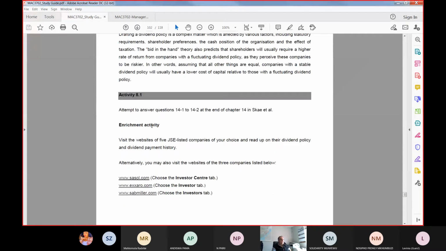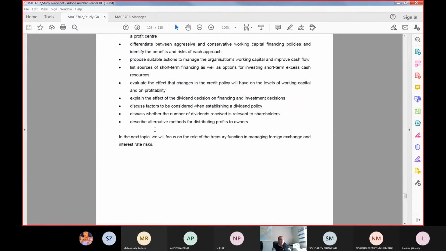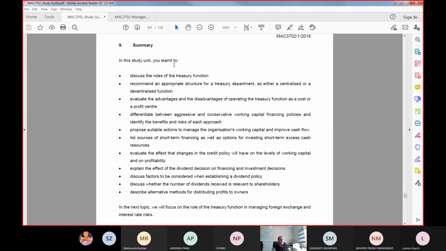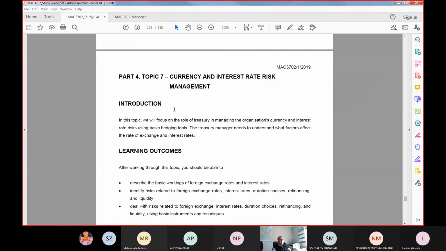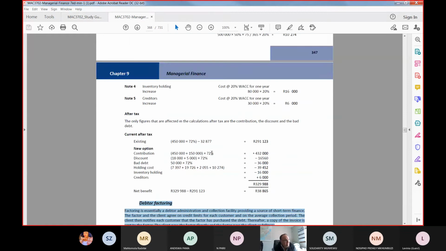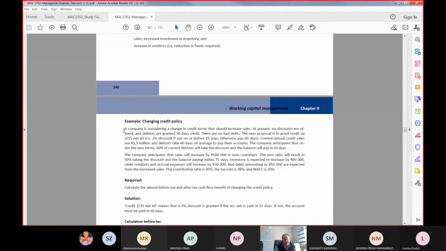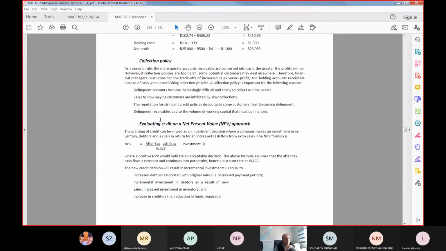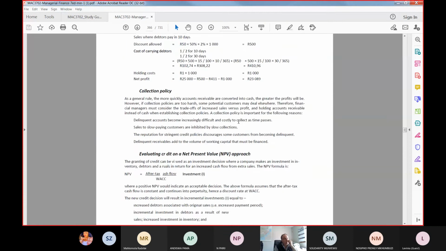Let me see if there are activities. No, there are no activities for this. Okay, so going back to revision purposes, I would suggest you please just revise this example that we just went through very quickly. Go through this one with a discount factor and see how it impacted, and then do the same one here, taking into consideration a new policy. This is more or less a question in exams.